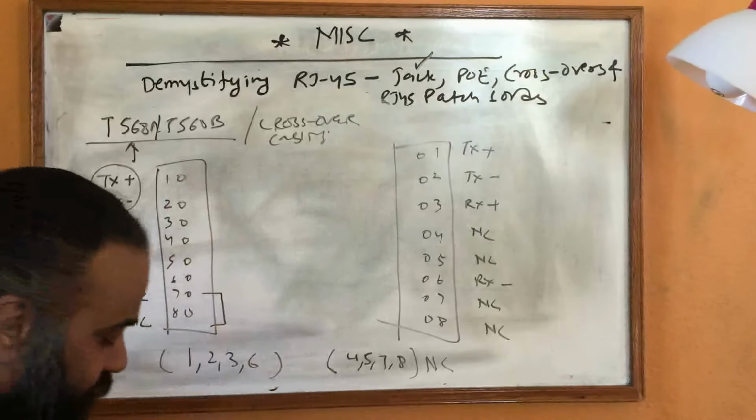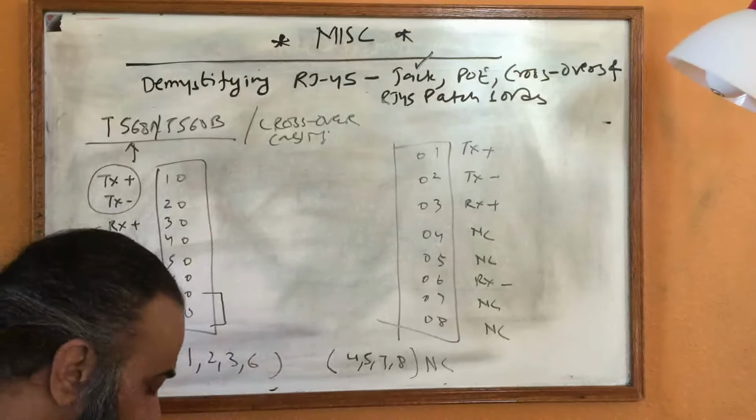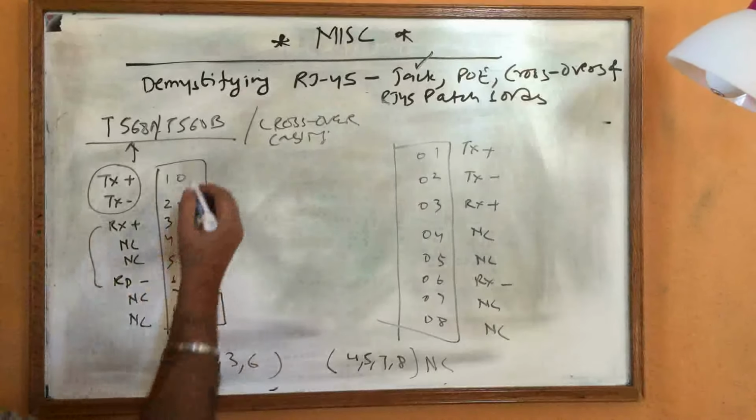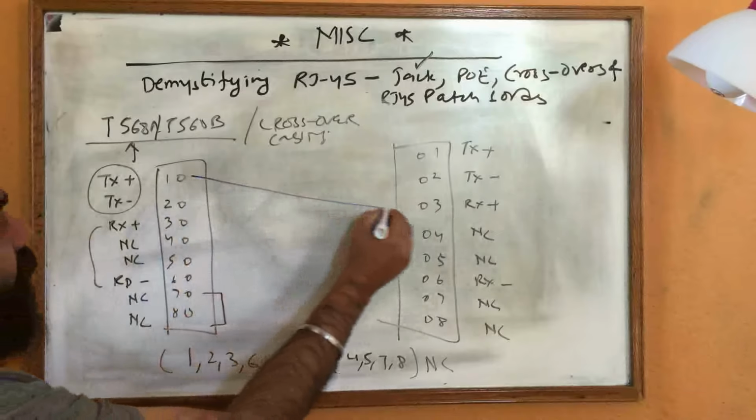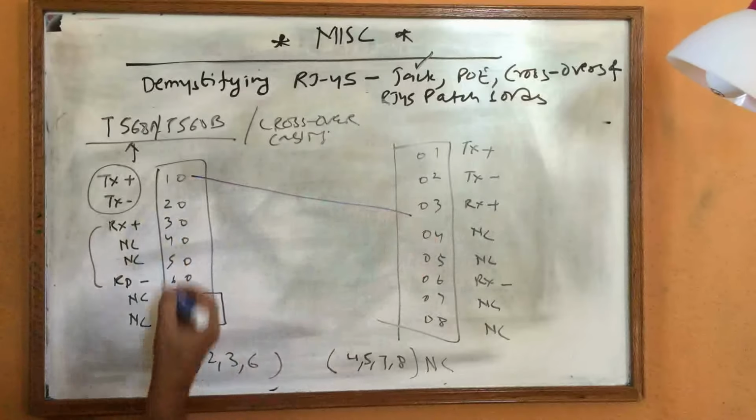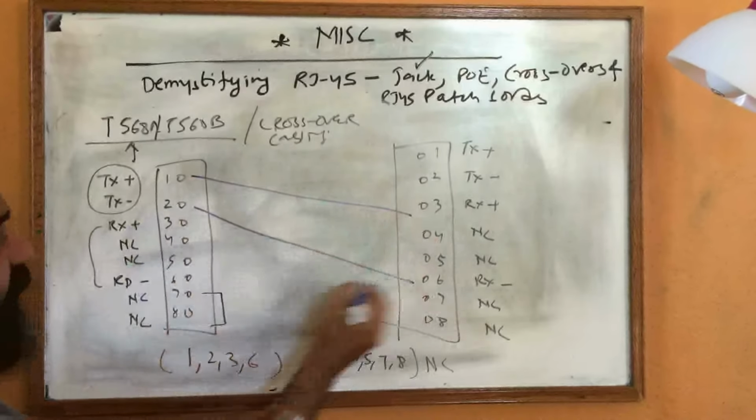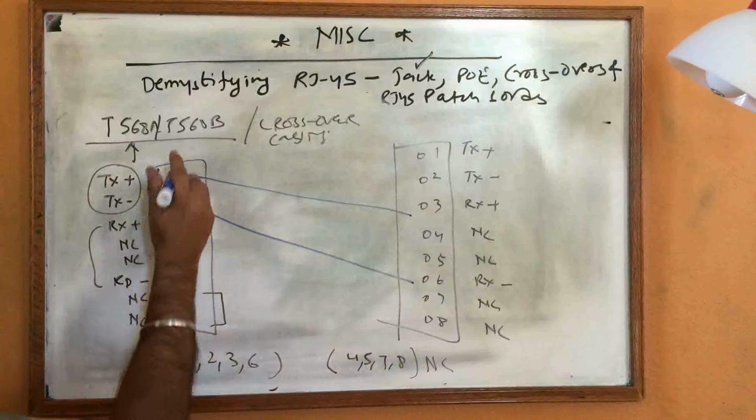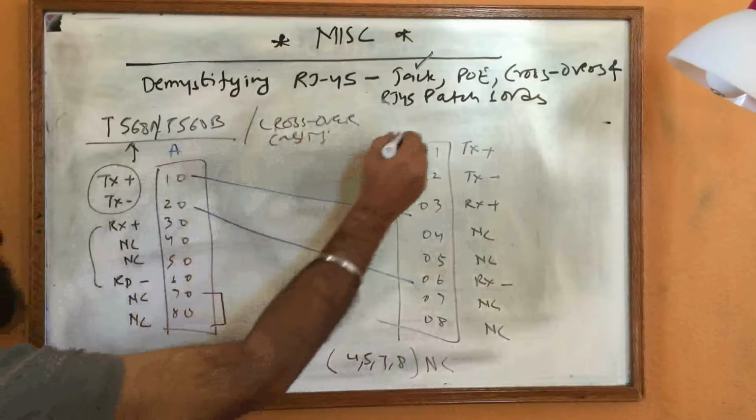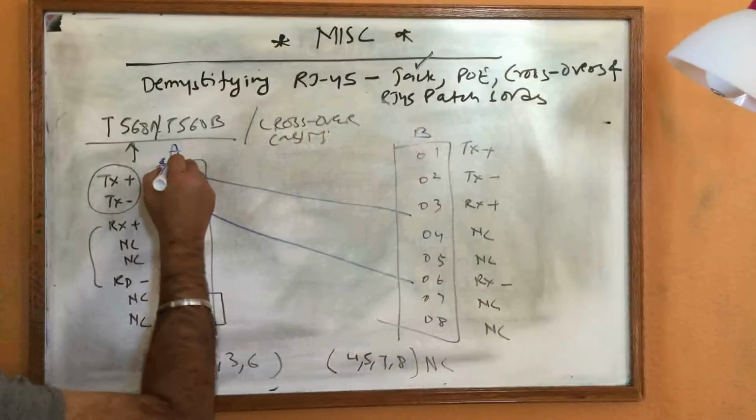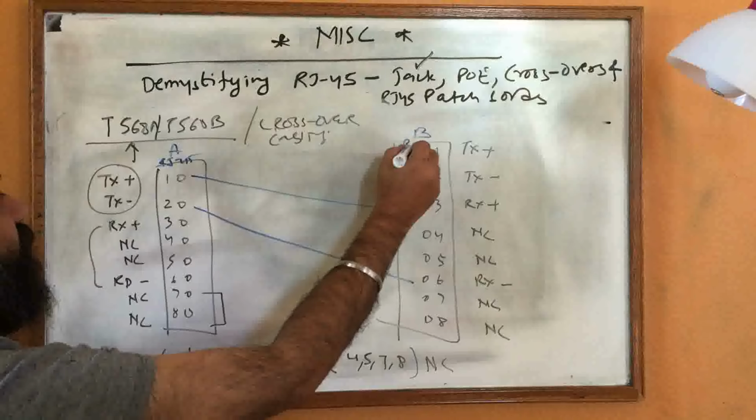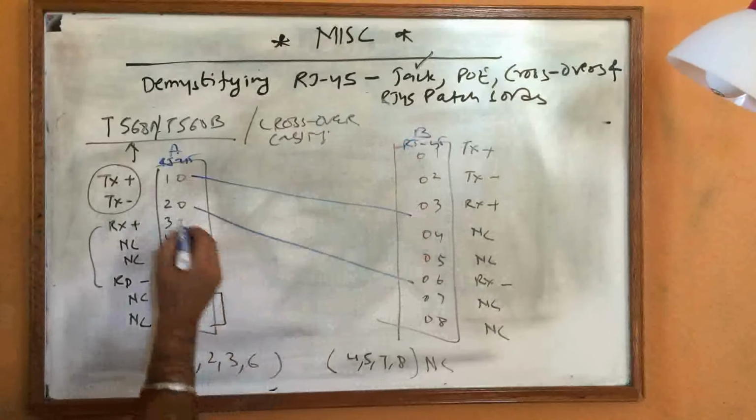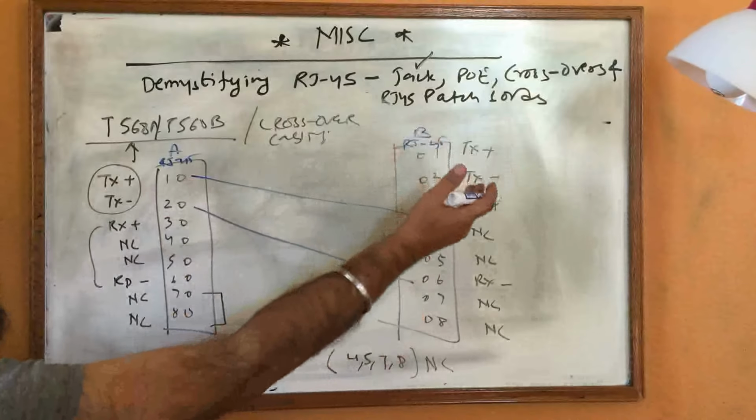So what we mean by that is 1 goes to 3 and 2 goes to 6. That's what it means. The remaining everything else remains straight. So here from A to B, these are RJ45 jacks. Once again, I will keep reminding you guys, it's very, very important: 1 goes to 3 and 2 goes to 6. So what will happen on the other side?